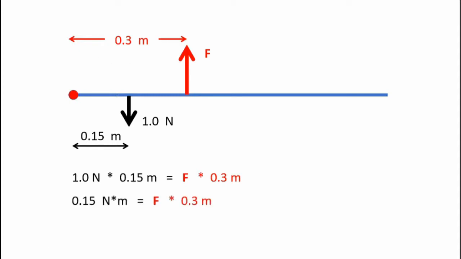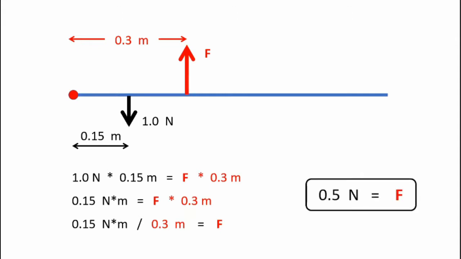Do a little bit of the math. We get 0.15 Newton meters is equal to F times 0.3 meters. Once again, apply the algebra. 0.15 Newton meters divided by 0.3 meters is equal to F, the upward force generated by the scale. And if we do that math, we'll see that that F becomes 0.5 newtons.